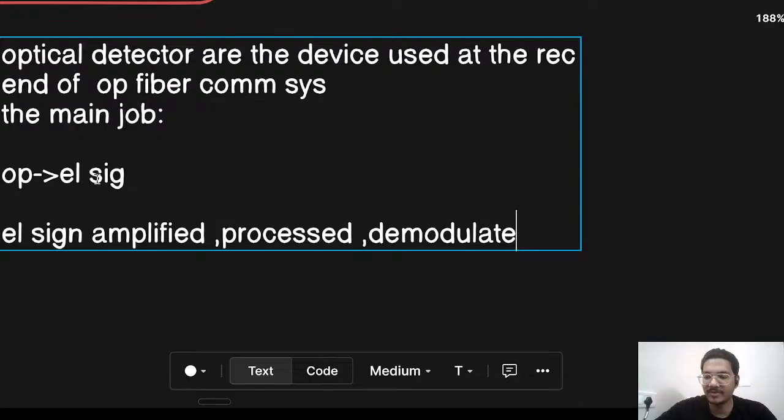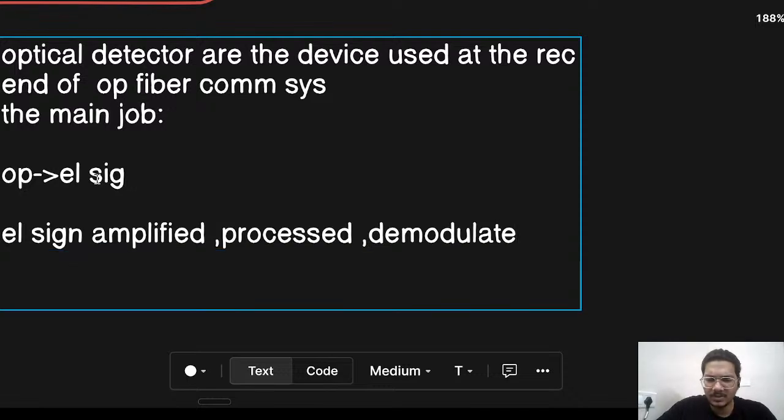Because the detector is where the weak optical signal is finally captured, overall system performance is determined at this stage. A good detector reduces the number of repeaters required, saving cost and linkage.